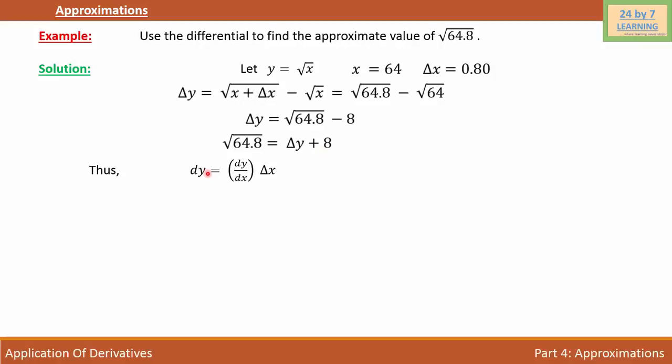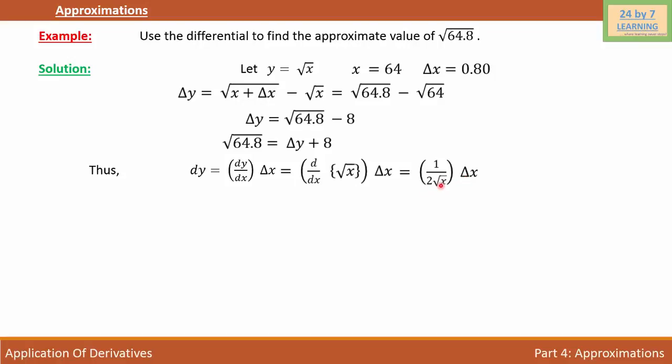If you remember from the approximation, we have used this expression: dy is equal to dy over dx times delta x. So I'm going to differentiate y equals square root of x. If I do that, I will write dy dx of square root of x times delta x. Dy dx of square root of x is 1 over 2 square root of x, and then I have delta x.